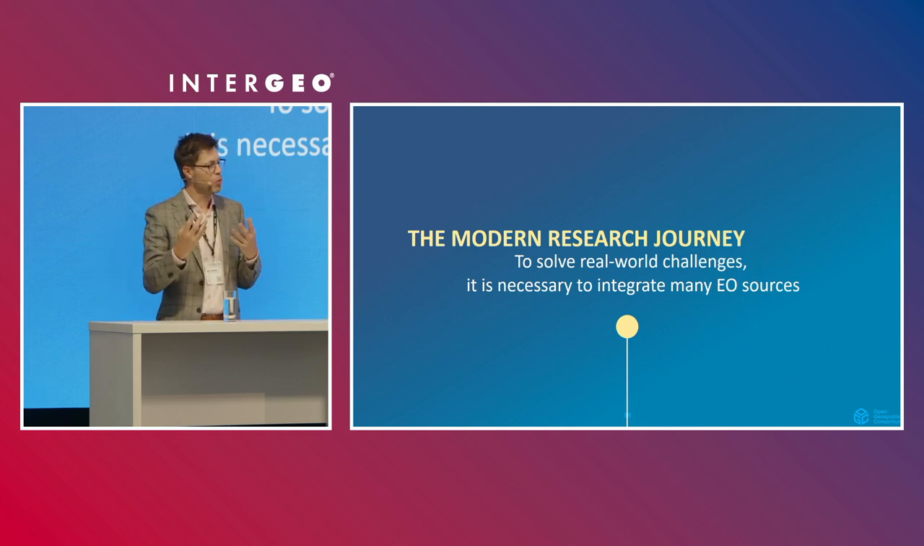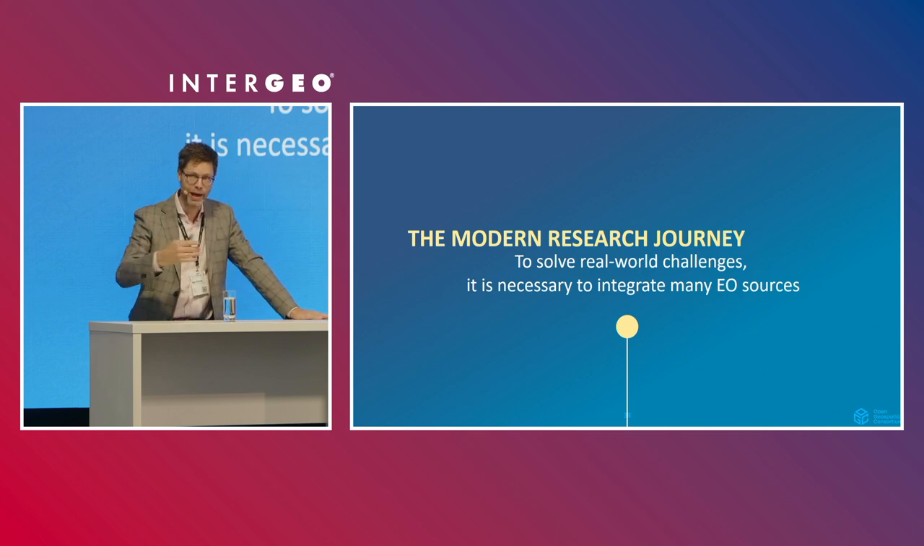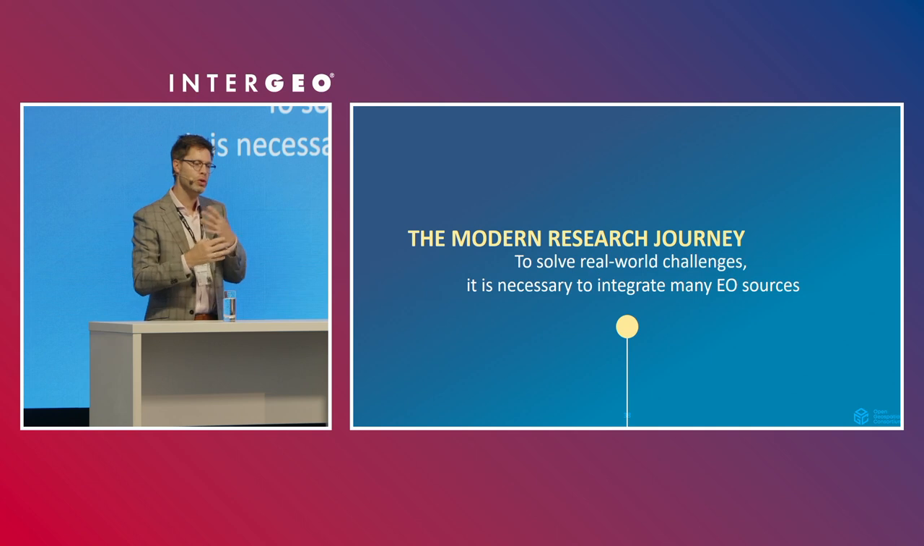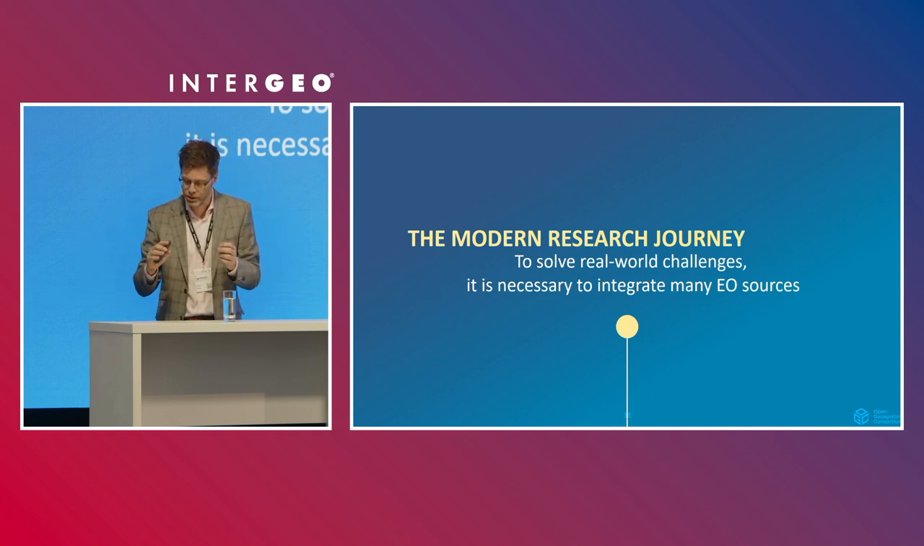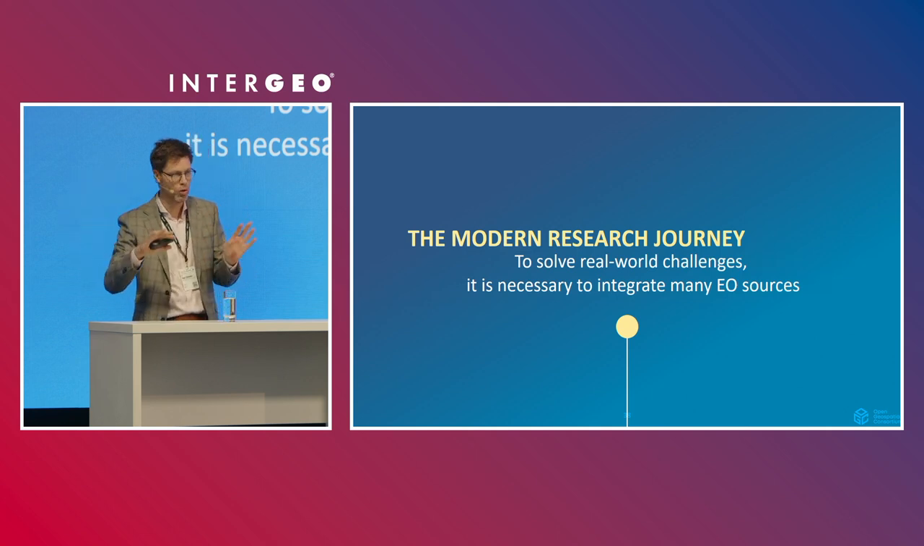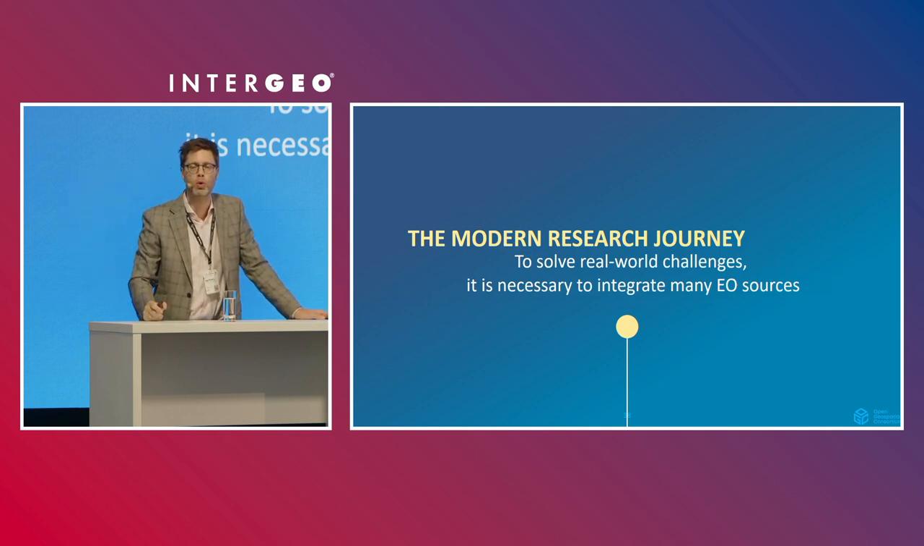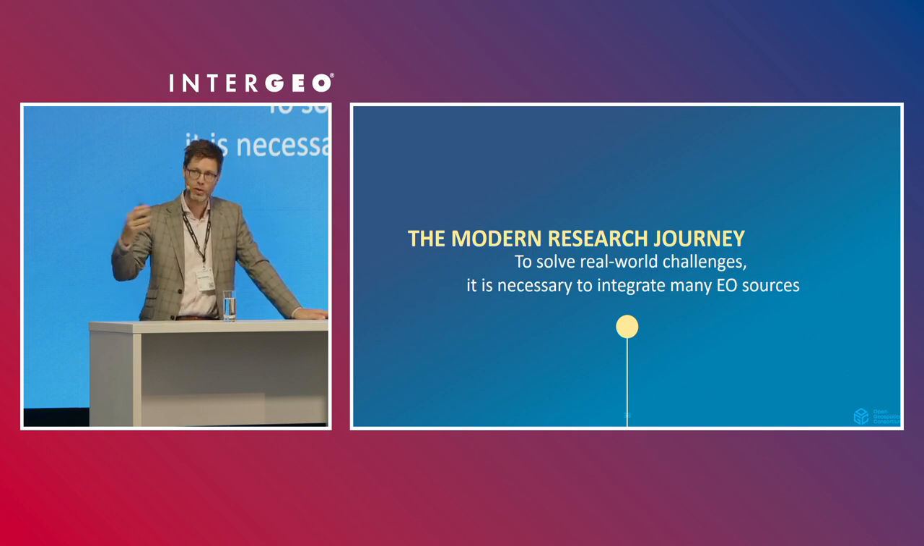So here's the modern research journey. We have these real-world problems, and we want to solve them, like, for example, how to restructure our modern cities to cope with climate change. To do so, we need to integrate many, many Earth observation resources. If you have your projections with your new precipitation events, you know that you will get 150 liters per square meter of rain over the next 24 hours. You need to know from all your sensors what is the level of your current water reservoirs. How much water can you buffer before everything starts to overflow?